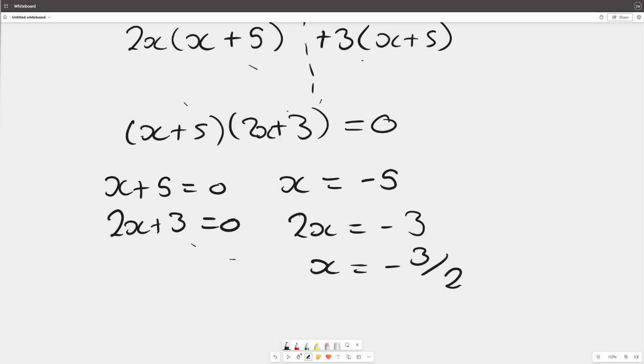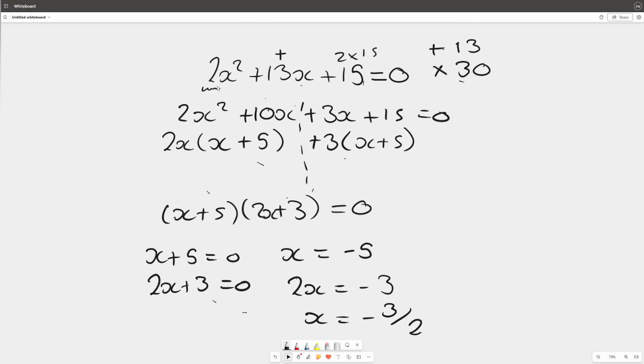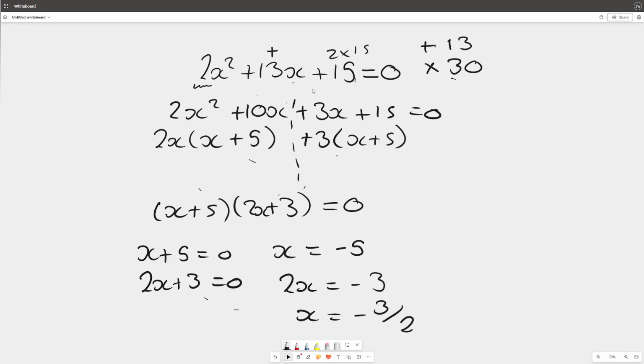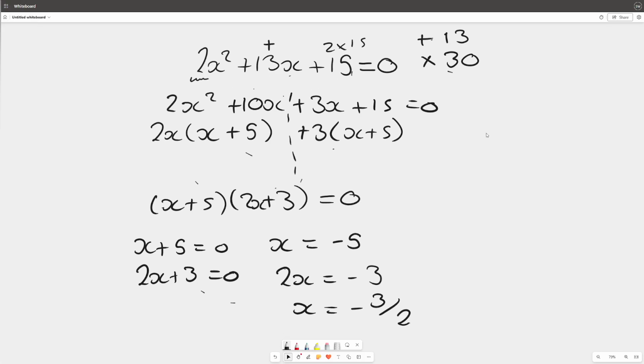Perfect. And then the graph of this, so if you were to graph y equals 2x squared plus 13x plus 15, the graph would cross the x-axis, or this equation would be equal to 0, where y is equal to 0, at these two coordinates. X is minus 5 and x is minus 3 over 2.